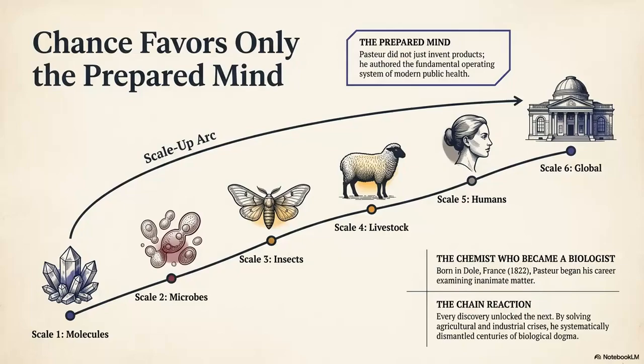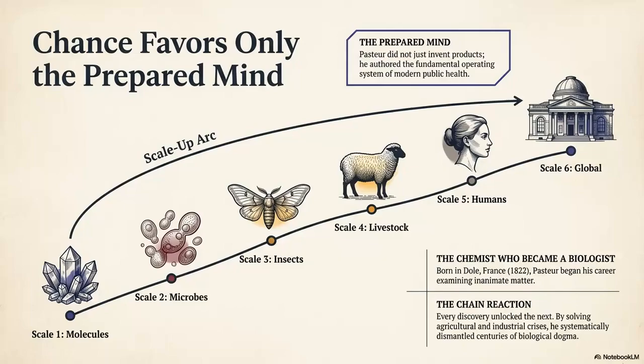This journey moves systematically through 6 scales, beginning with the microscopic world of microbes and insects, progressing through the protection of livestock, and finally reaching the human and global stages. Each breakthrough acted as a catalyst, unlocking the next level of understanding.